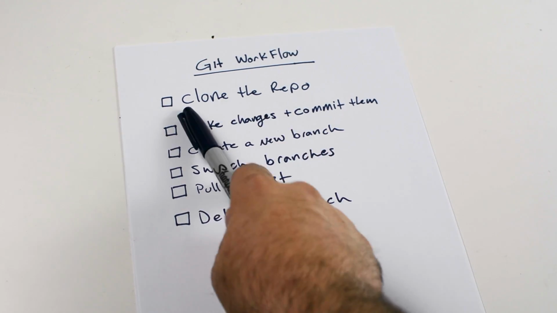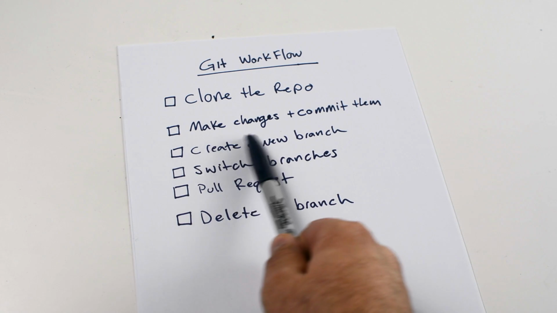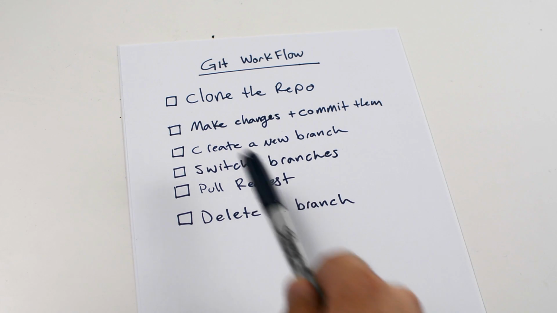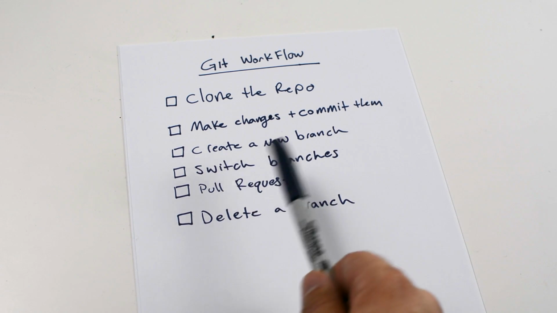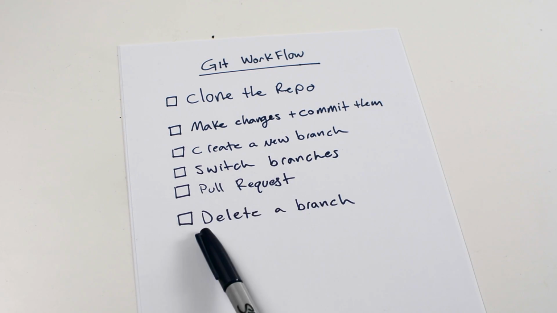So thinking back to our last video, we want to do all the things that will allow us to recreate the functions of our last video, but this time in the command line. So I wrote a list of what we did. We cloned a repo, or created a repo and pulled it down from the server. We made changes like the pink background and so forth, and we committed them. Then we created a new branch. We switched branches. We did pull requests, and we learned how to delete branches.